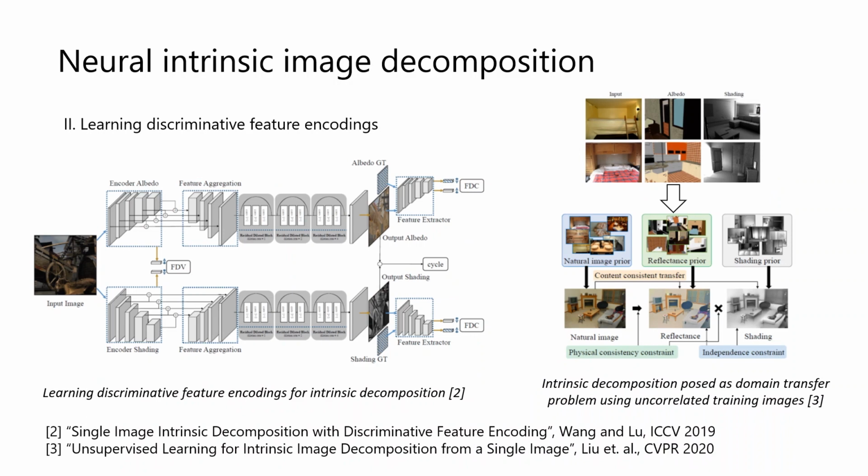Interestingly, another category of work builds in this direction of learning discriminative feature encodings from synthetic data. This approach from Wang and Lu learns the distinctive characteristics between different intrinsic components in a high dimensional feature embedding space using synthetic training pairs. The latest approach by Liu and colleagues that we'll see in this conference takes this a step ahead by learning the latent features in a completely unsupervised fashion from a collection of uncorrelated training images. This is done by casting intrinsic decomposition as a domain translation problem, which I think is pretty neat.